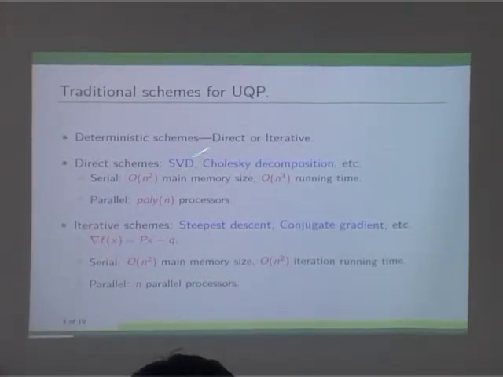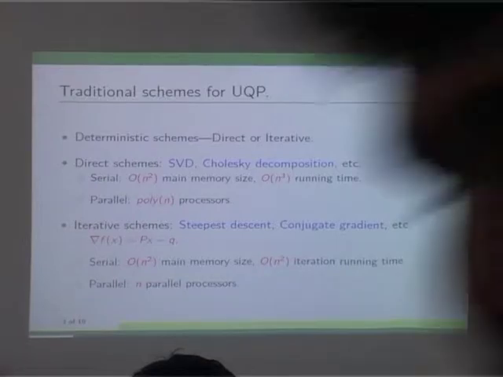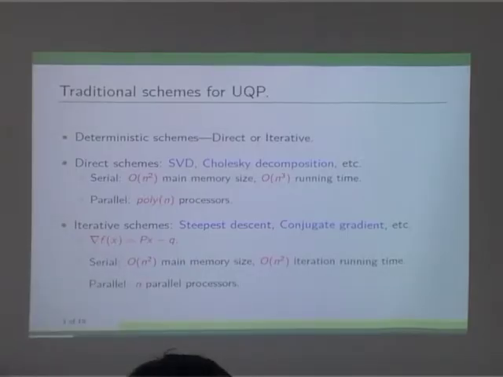But the problem with this is, if you actually try to run a serial version of this, just to store the matrix P, which has n square entries, you need a memory of size order n square. And if you actually try to run these algorithms, you will have an order n cube running time. So when n is really large, you have to wait for a really long time before you get the solution. That's something that we want to avoid.